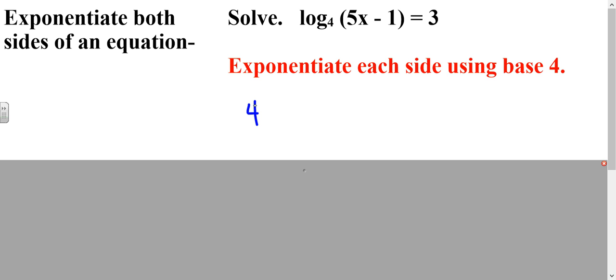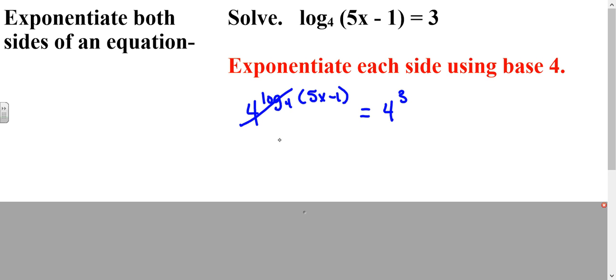And so base 4, and then exponentiating means you're going to make everything that's existing an exponent. So we just made this into an exponent, which is why it's called exponentiating. And then what I do to one side, I have to do to the other side. So I also need to use base 4 on this side and exponentiate the 3. So you're just taking the existing problem and turning it into exponents and using base 4 to cancel out log base 4. So these go away.